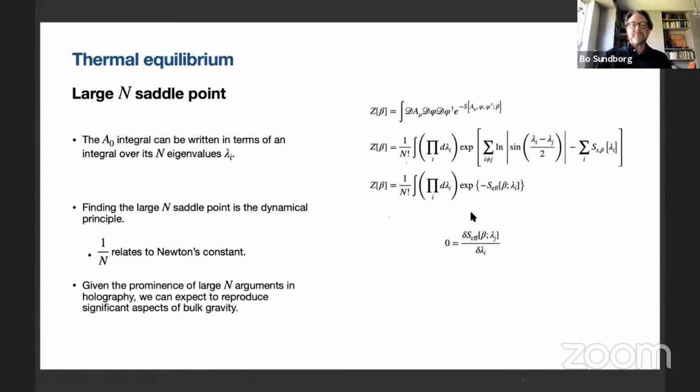And the action can then be written in terms of an effective action for eigenvalues. The effective action depends on the temperature, which is just the radius of the compact time dimension. So finding a large N saddle point is the dynamical principle. And 1 over N is Newton's constant. So then, given the prominence of large N arguments in holography, when we do this saddle point analysis, we can expect to reproduce significant aspects of bulk gravity.